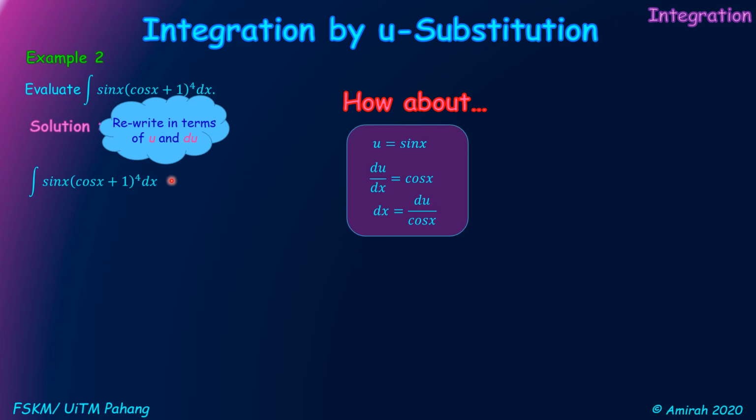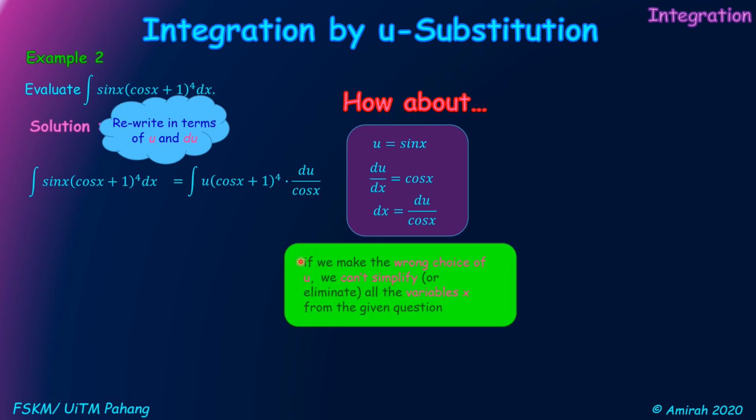From the given question, after we rewrite in terms of u and du, our u equals sin x. So we write sin x equals u here, and then cos x plus 1 bracket to the power of 4, and then dx equals du over cos x. But in this case, can we simplify cos x in the bracket here and cos x in the denominator here? If we make the wrong choice of u, we can't simplify or eliminate all the variable x from the given question. We are stuck here, so we cannot go on. This means u equals sin x is a wrong choice.